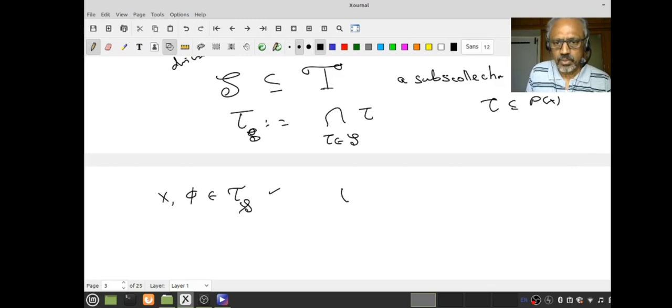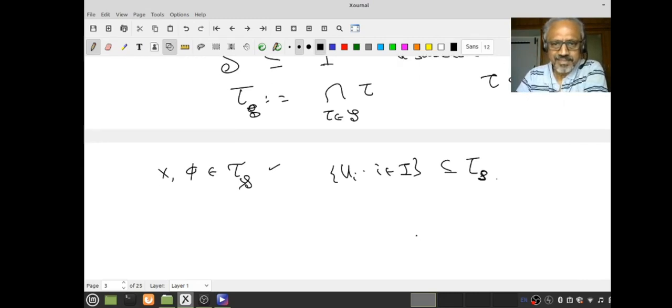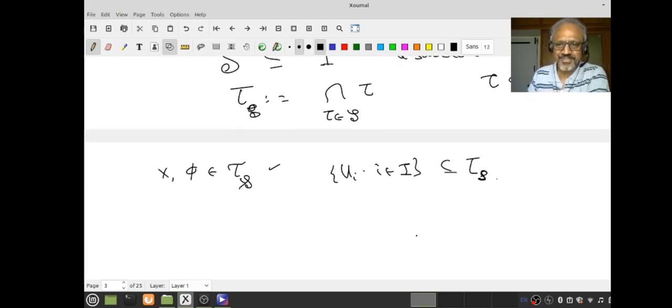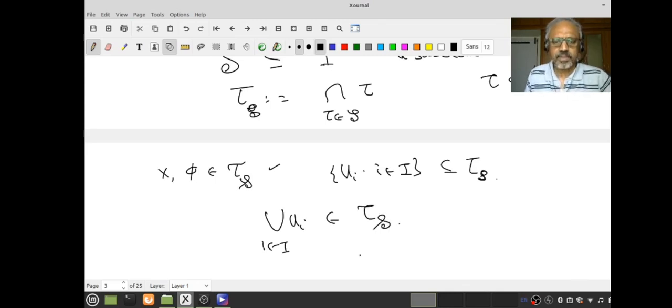Now suppose U_i is a collection in tau_S. What do you think I want to check now? Can somebody guess? By now you should know, because just 2 lectures before we discussed the class of subgroups, the class of vector subspaces, and the class of closed sets, etc. Do you remember that? If you remember, then you should know. So I want to know whether the union of U_i, i in I, is also in tau_S.